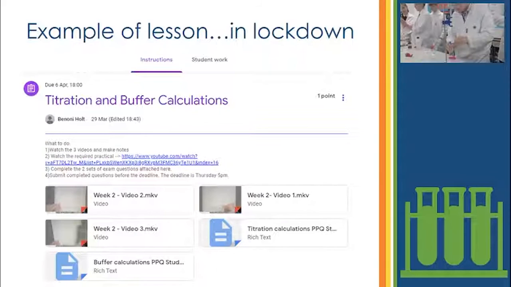In lockdown on Google Classroom, this is what my lessons have looked like. This is one about titration and buffer calculations. Because this is a calculation topic, you can see that I've put 3 videos together where you can see my hand physically working through the calculations step by step, just like we would do in lessons. And then you have had to practice some of them on some practice questions, and then some PPQ, or past paper questions, on each topic.